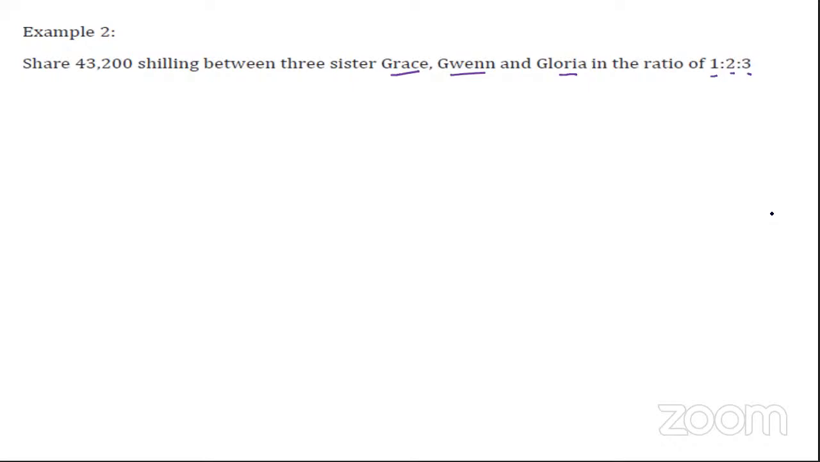Now, I told you with the ratios, we always work with at least two numbers. We can't work with a ratio of one, it's usually at least two. Now, in such a case, we are developing our solution. So, step one, we get our total ratio, which is 1:2:3. And here our total ratio will be equal to 6.